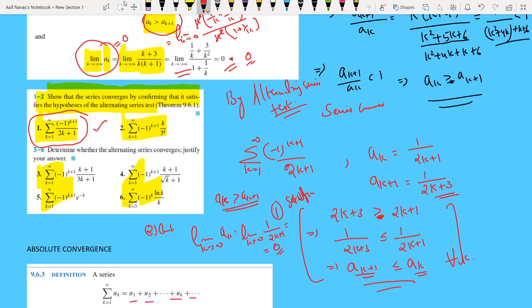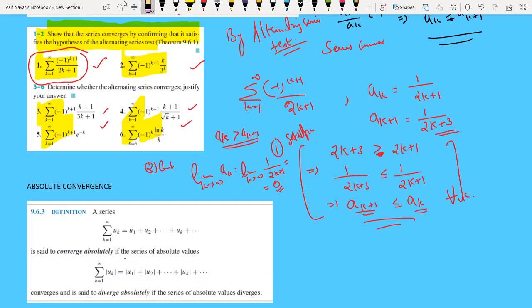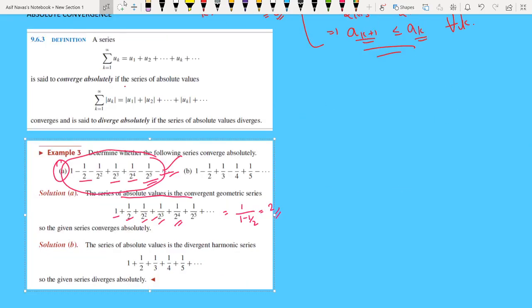Now, I will share these questions in your WhatsApp group. You just work it out. If you have any doubt in any of the questions, you can send me a message or you can ask. Okay. So is the alternating series test clear? Then we will move to absolute convergence. So if you have any doubt, you can ask me.